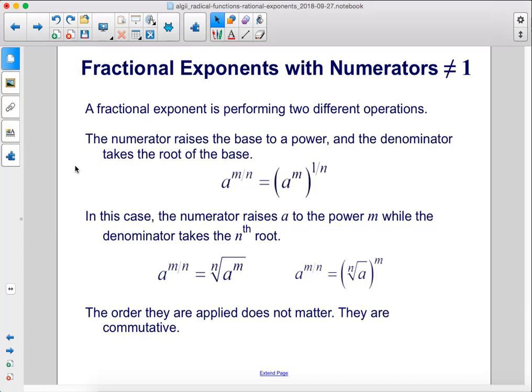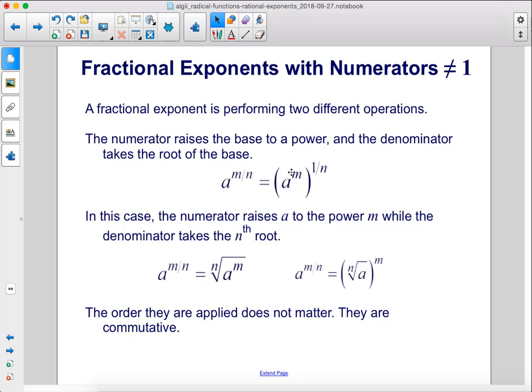A fractional exponent is performing two different operations. The numerator raises the base to a power, and the denominator takes the root of the base. A to the m over n can be rewritten as a to the m raised to the 1 over n power. In this case, the numerator raises a to the power m, while the denominator takes the nth root.